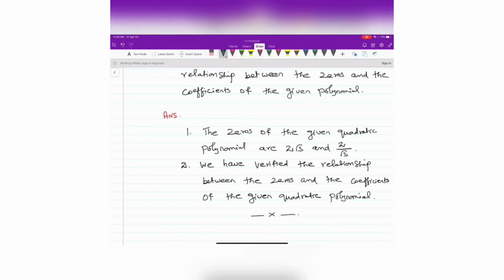With that, we have come to the end of today's session. I have worked out questions from previous year's board examination question papers based on the concept of how to find out the zeros of the polynomials as well as how to verify the relationship between the zeros and the coefficients of the given quadratic polynomial. I hope by now these concepts might have got registered in your mind. Thank you very much. I will meet you again in my next session.